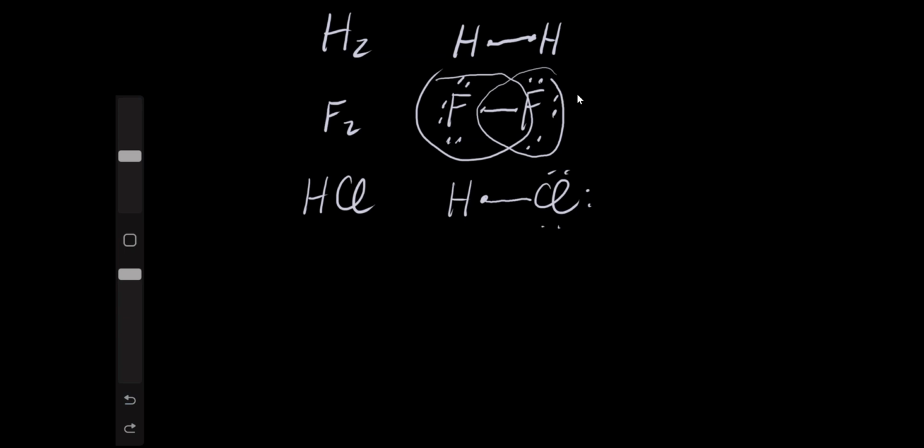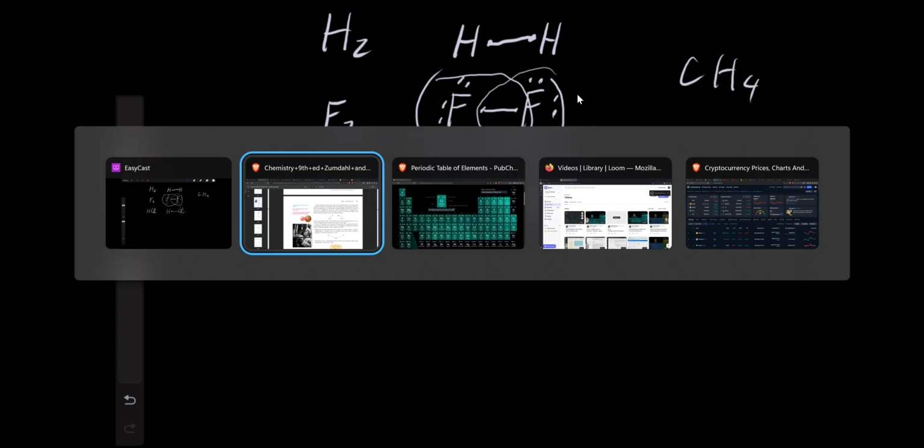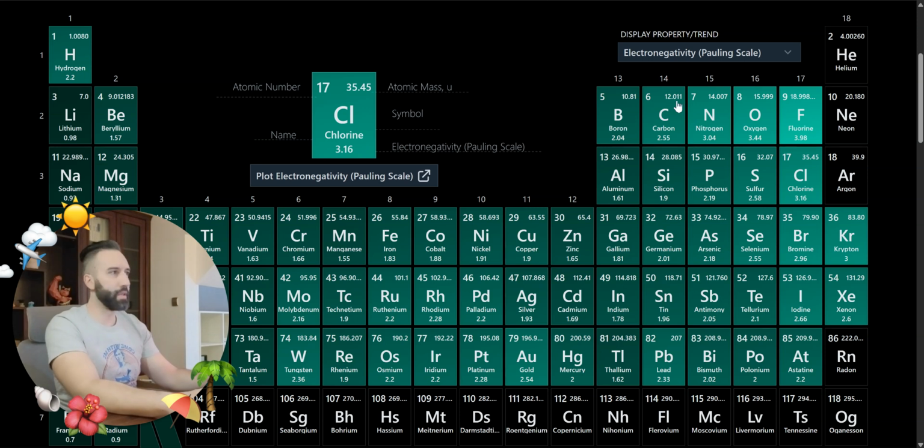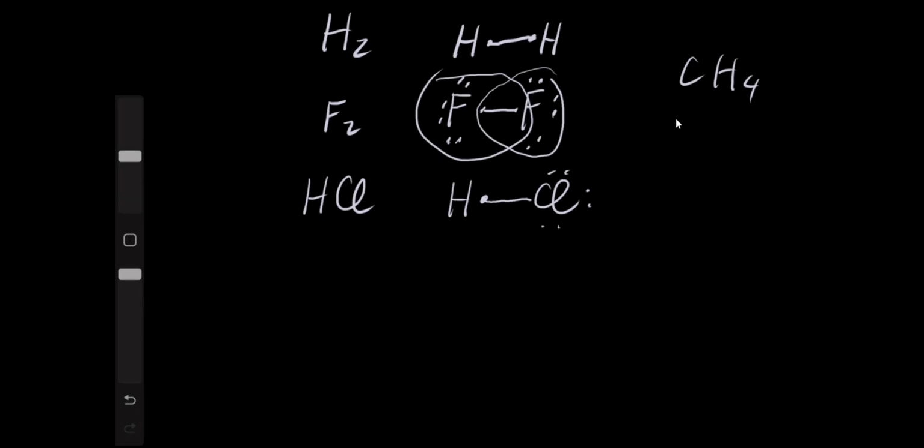For example, let's say CH4. So C has 4 electrons in the last energy level because it's here. I will not draw pairs here because I can predict that the electrons are going to go like this. And this is going to be a Lewis formula of CH4. There are no free electron pairs because C only has 4 electrons.